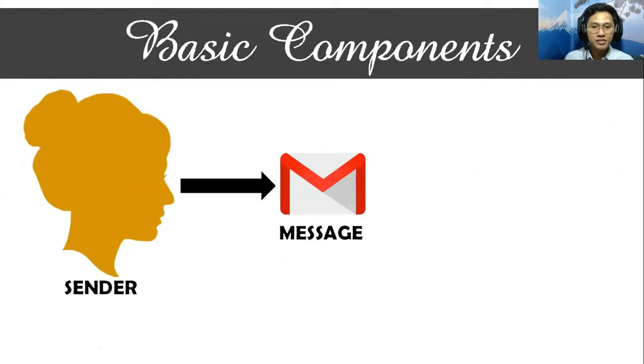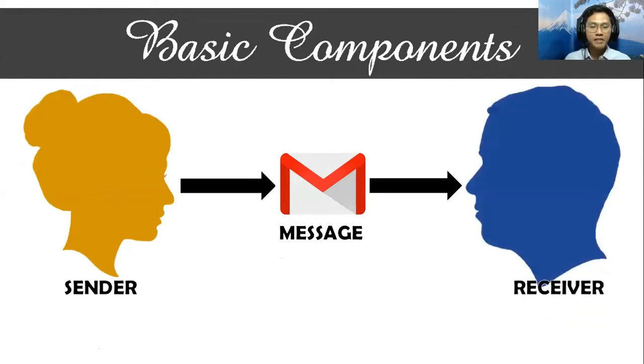Second, we have the message. And then we have the receiver. And this one is the classic model of Aristotle, wherein in this model, there is no feedback at all. But as time goes by, experts in the field of communication developed a more complex model, just like what was mentioned in the video. So let's take a look at a more complex communication process.